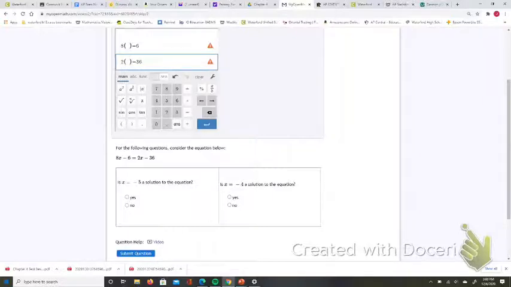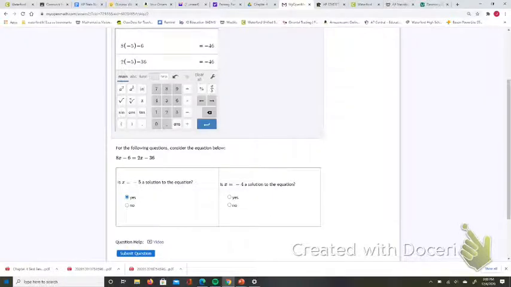So notice that the left side, 8x minus 6, we typed into the top slot, and in the one underneath it, we typed 2, parentheses, minus 36. Now, our first question is, is x equals negative 5 a solution? So we're going to go into our parentheses and type negative 5 in both. And are our answers the same? Do they match? Yes, they do. So it is a solution, yes.